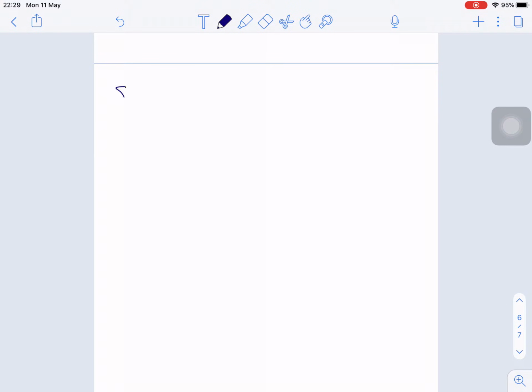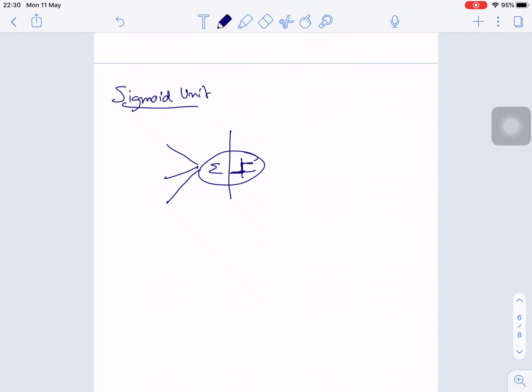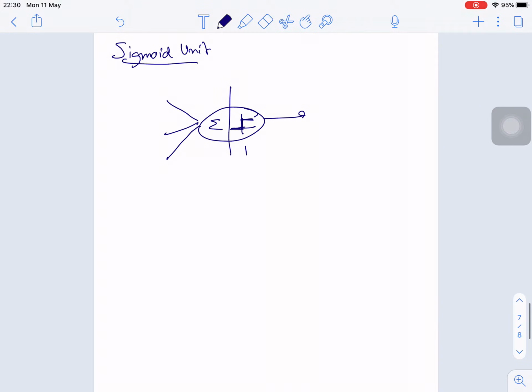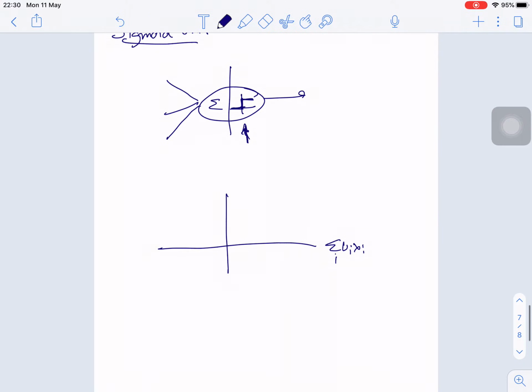In this time we will use the sigmoid unit. I think you can still remember that we have the summation unit and we have some figure like this, right? What is the meaning of this side? Once you have the summation, this one can be the summation of wi xi for all i.